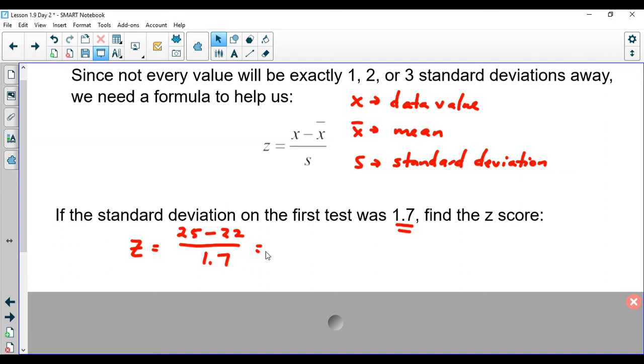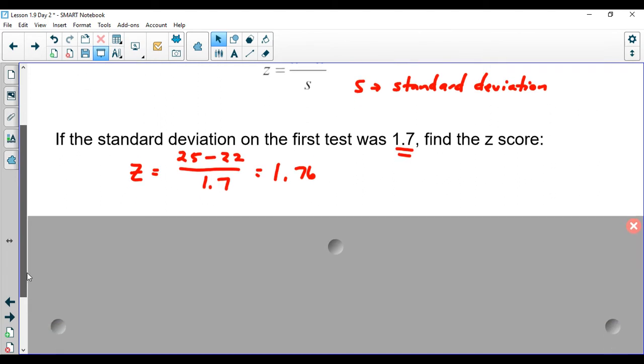So I'm going to type in 25 minus 22, or 3, divided by 1.7. And we're going to round all of our z-scores to 2 decimal places. So this one would be 1.76. Or in other words, we were 1.76 standard deviations above the mean.